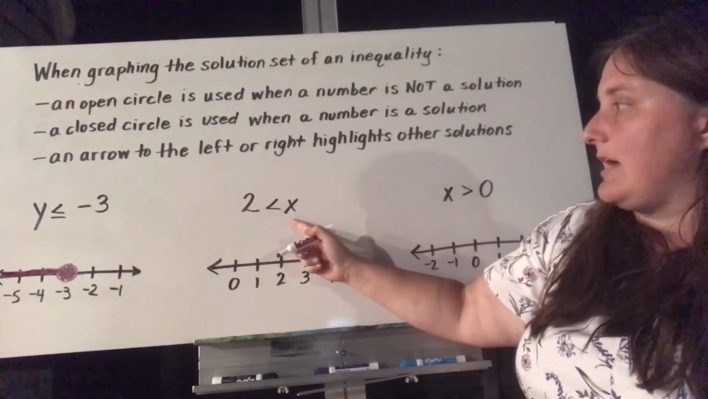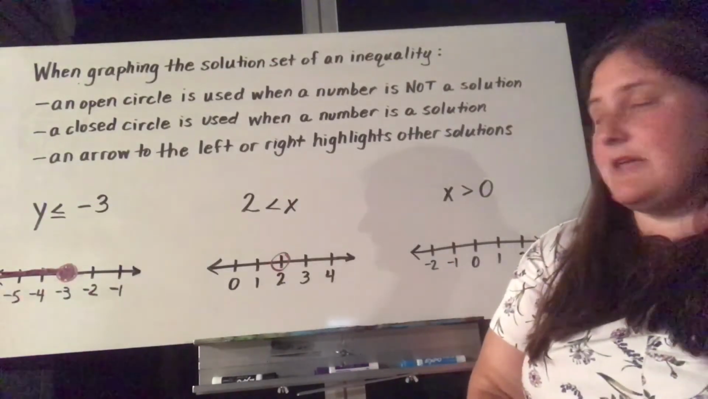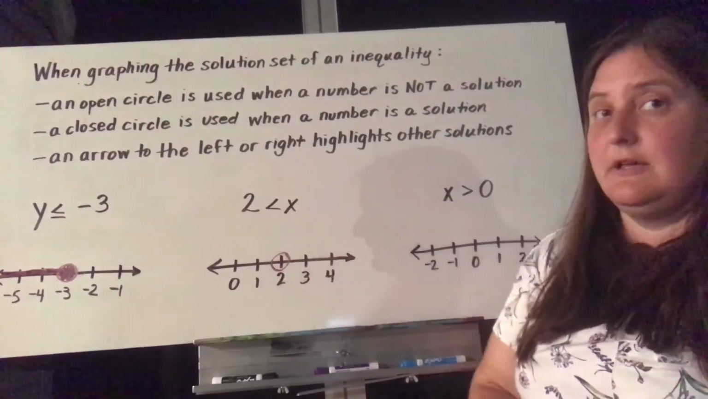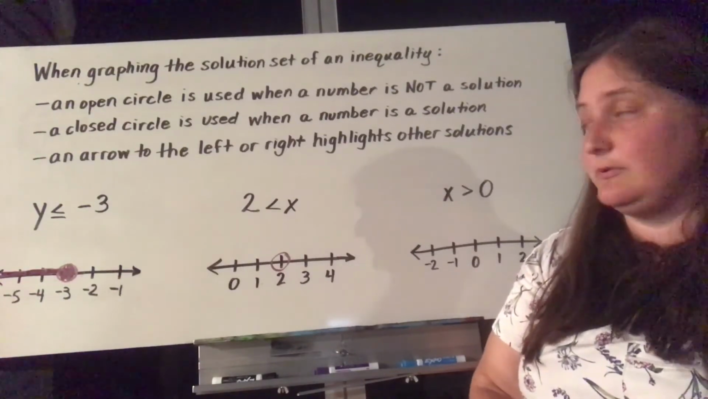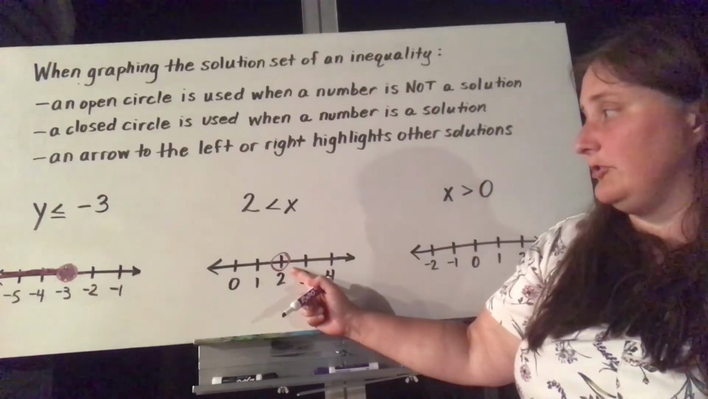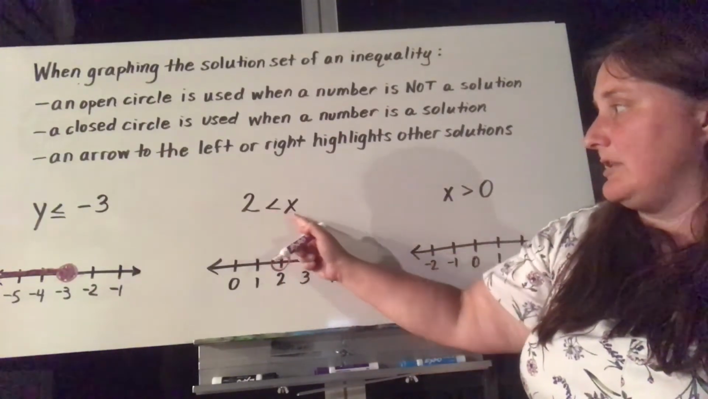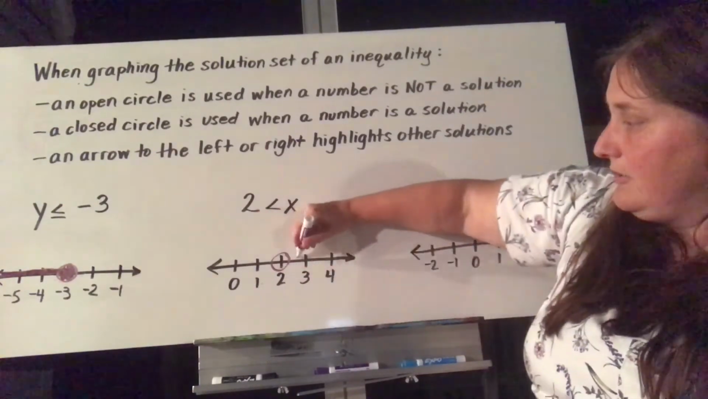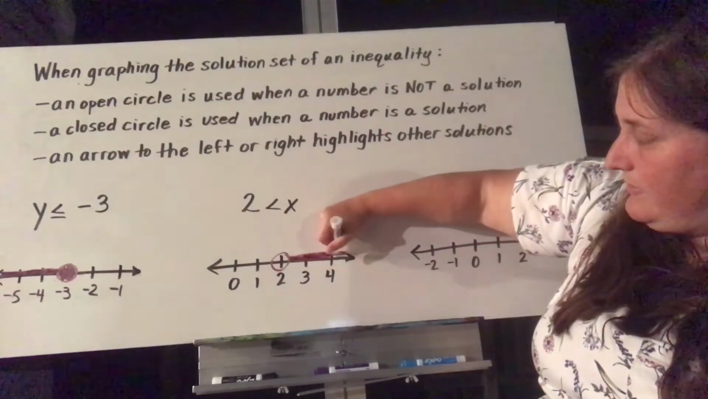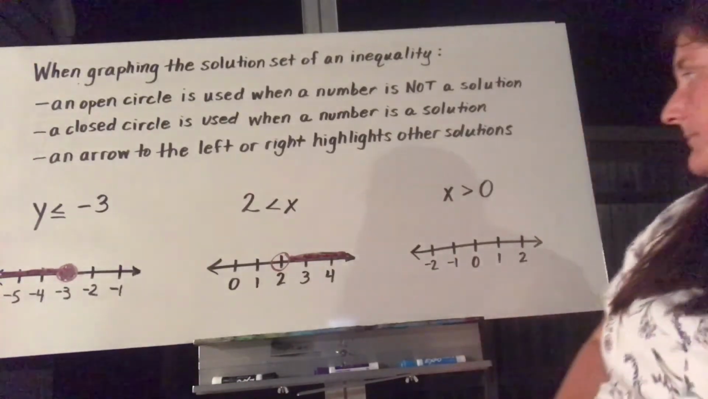So let's take a look at this guy. We're comparing x to 2. So at 2, I make my circle. In this case, 2 is not a solution, because we wouldn't say 2 is less than 2. Doesn't work. There's no equals there, so 2 is not a solution. I keep my circle open. I'm looking for other solutions that would make this true. And in this case, it's the numbers on the right side. 2 would be less than 3, 2 would be less than 4. So I'm going to highlight the number line in this direction to draw attention to those other solutions.